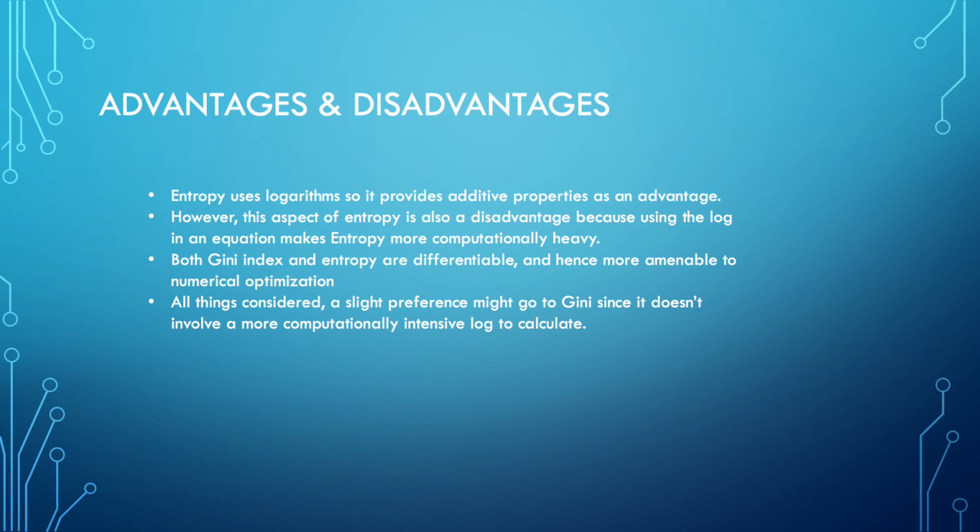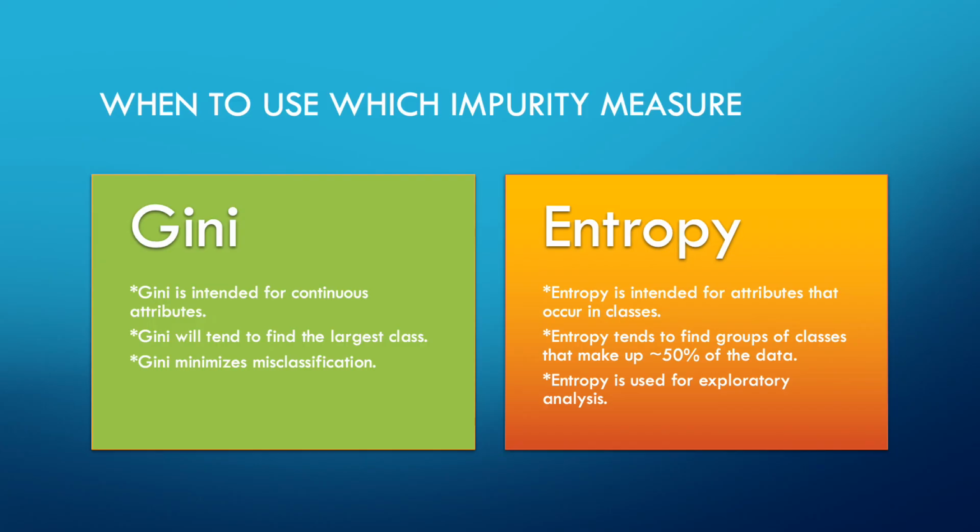Moving on, both Gini index and entropy are differentiable and hence more amenable to numerical optimization. All things considered, a slight preference might be for you to go with Gini, since it doesn't involve a more computationally intensive log to calculate. These are all important things to consider when choosing which impurity measure to use.